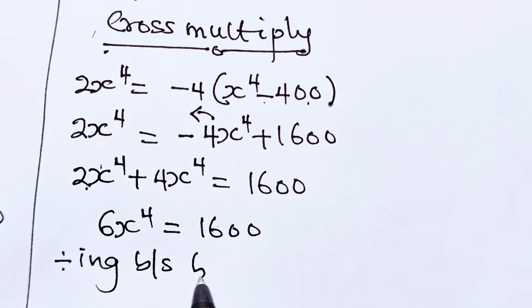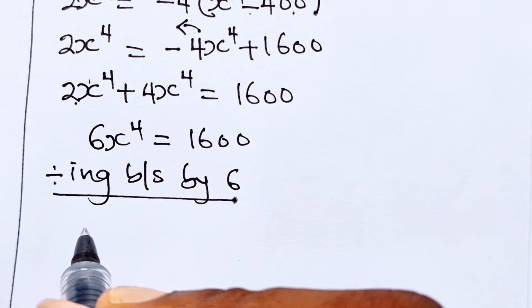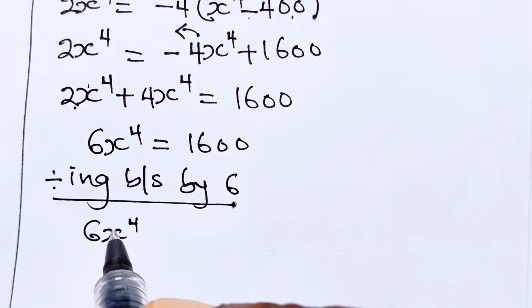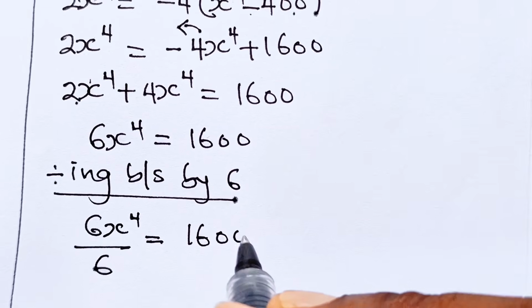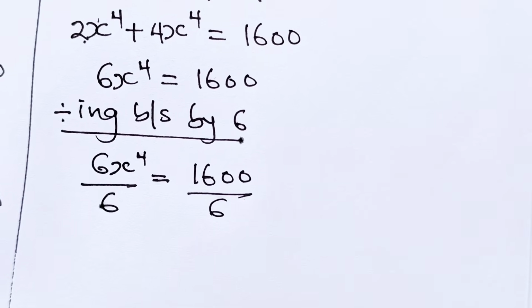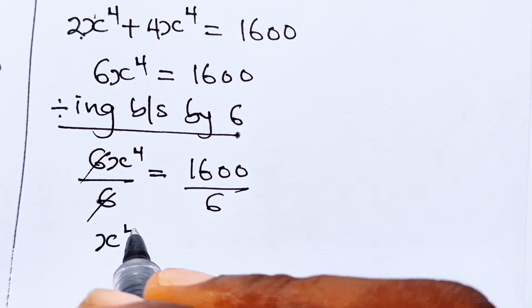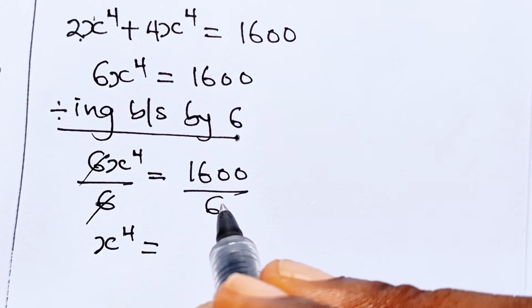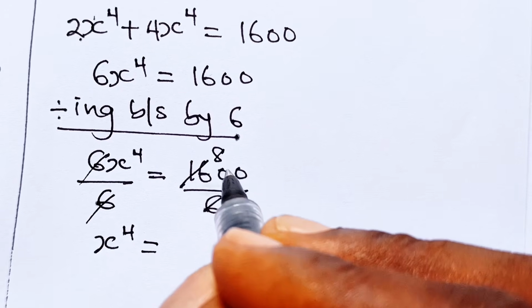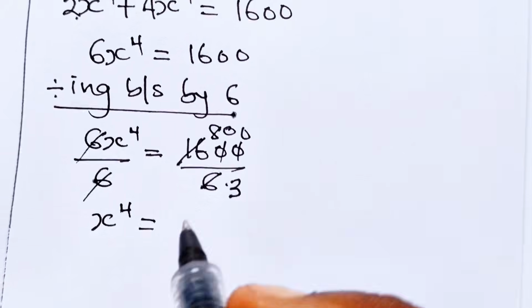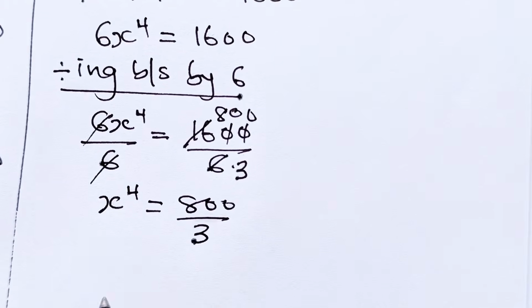Dividing both sides by 6, we will have 6x to the power of 4 divided by 6 is equal to 1600 divided by 6. So we remove 6, we have x to the power of 4 is equal to 1600 divided by 6. We divide this by 2 to give us 3, we divide this to give us 800. So we have 800 divided by 3.